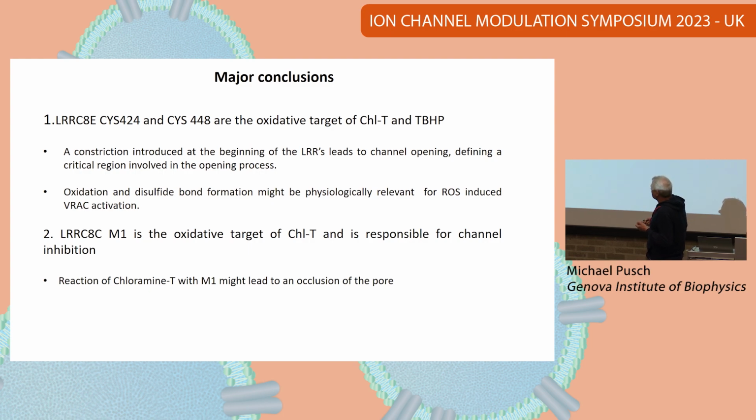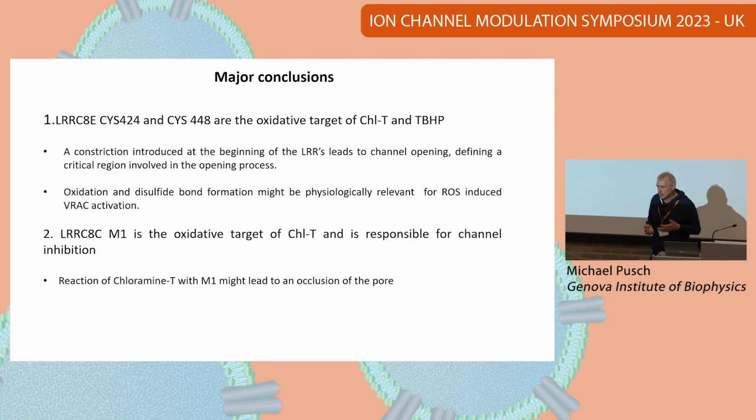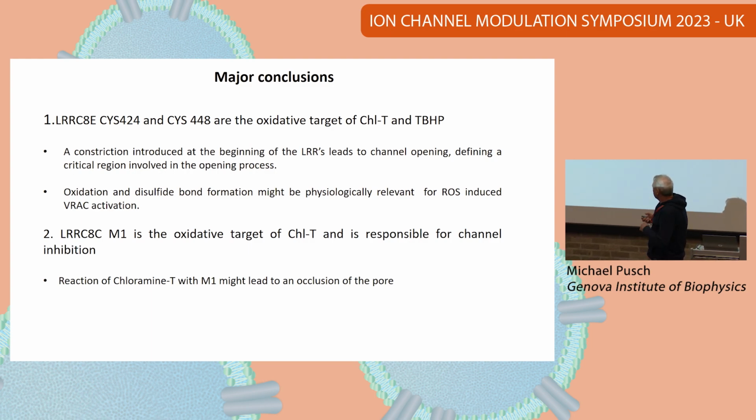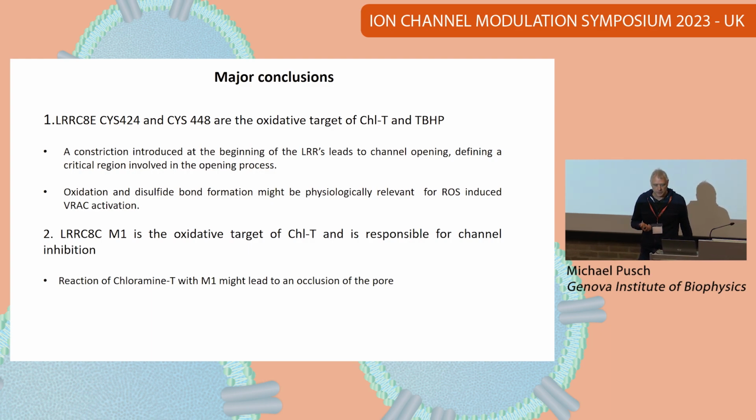And we believe that the first methionine of 8C is a target of oxidation and inhibits the current. There is some evidence that the N-terminus goes into the pore and forms part of the pore, because mutations in the N-terminus also lead to alterations in ion selectivity. We believe that oxidation of the first methionine might lead to a direct occlusion of the pore and thereby inhibit the current.